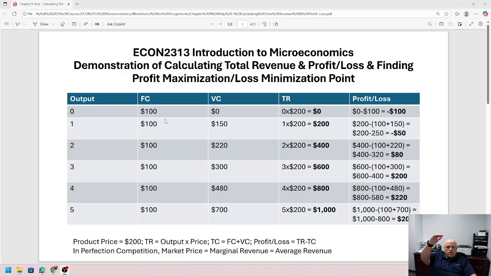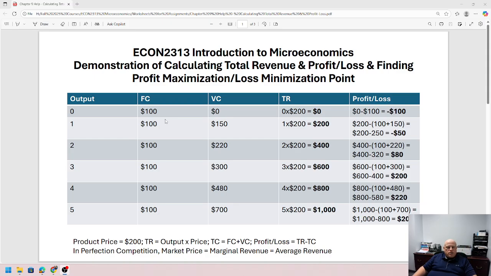And of course, since it is a fixed cost, it doesn't depend on the level of production. That $100 is going to be the same all the way down through all levels of production. Remember, a fixed cost doesn't change with the level of production. So it doesn't matter whether we produce 0 units, 5 units, or 1,000,000 units. Our fixed cost is going to remain the same. So the fixed cost is just $100 all the way down.